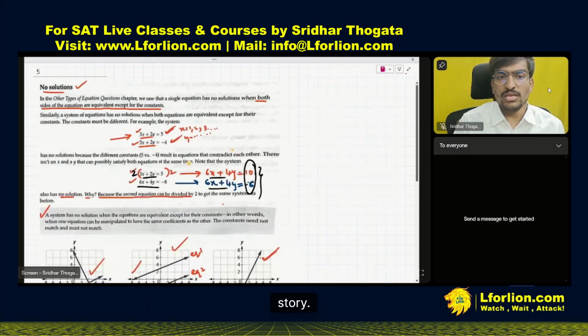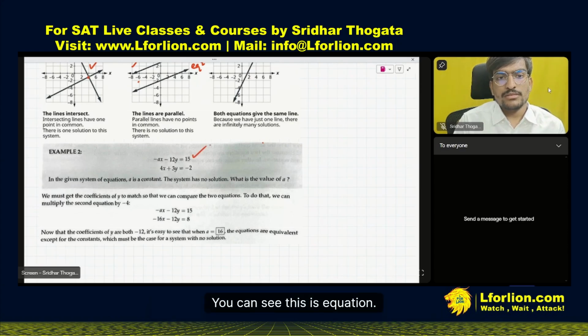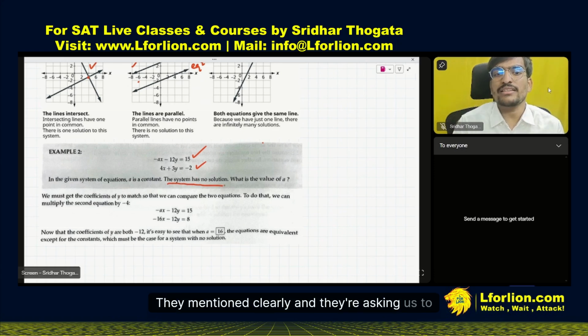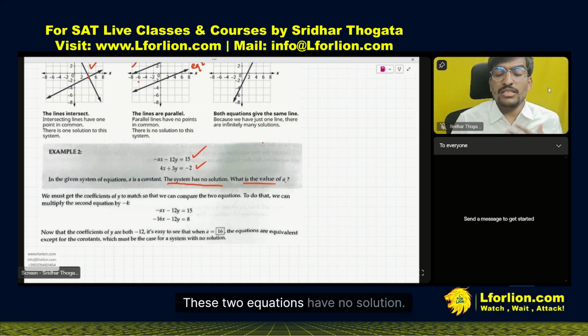Here also the same story. Now let's see example number 2. You can see this is one equation and this is another equation they gave us. These two equations have no solution. They mentioned it clearly and they're asking us to find the value of a. We know that these two equations have no solution.